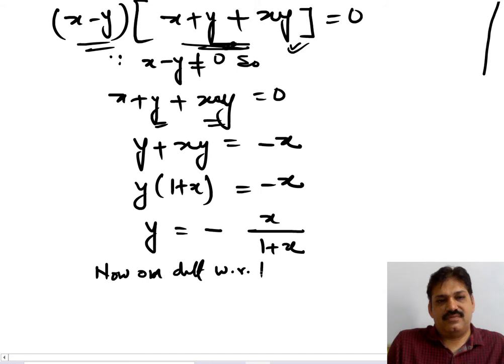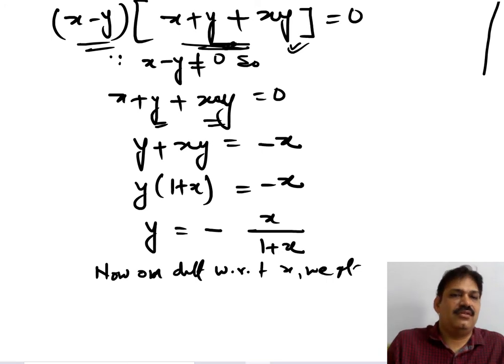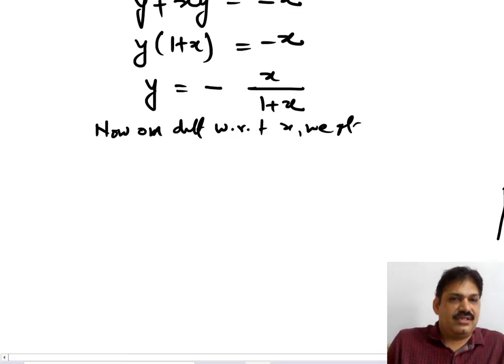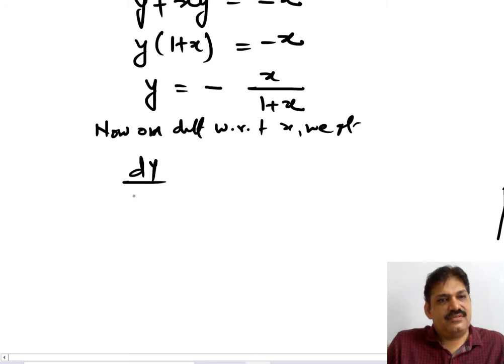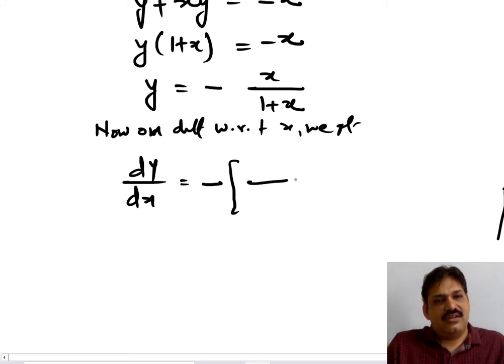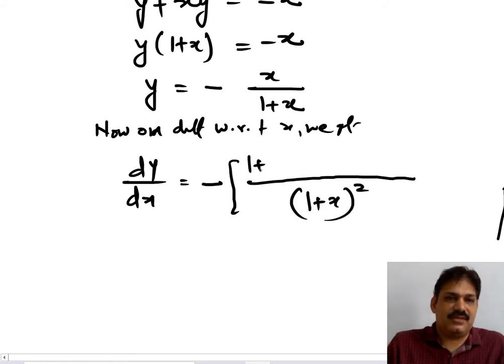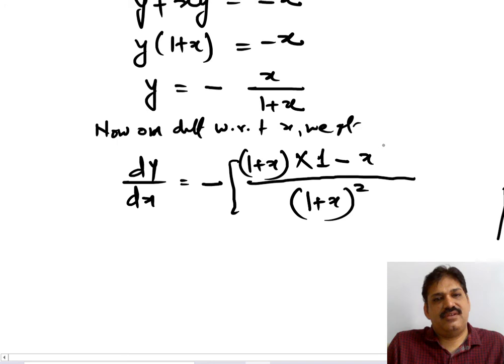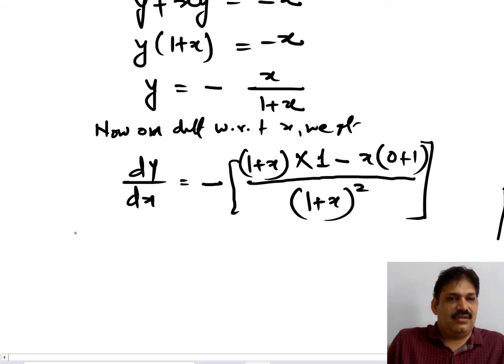On differentiating with respect to x, what we get? If we try to differentiate it by quotient rule, simply derivative of y with respect to x, negative sign is here, keep it here. Now this is the square of denominator. Now 1 plus x, denominator same into derivative of x, minus x same into derivative of denominator, which is 0 plus 1. And that is our final answer.